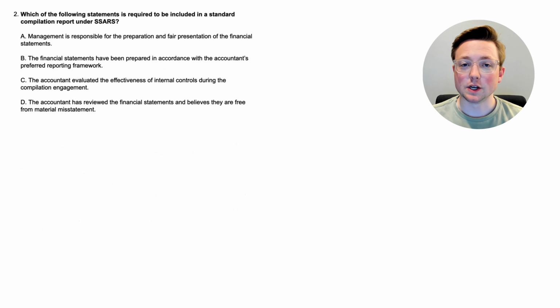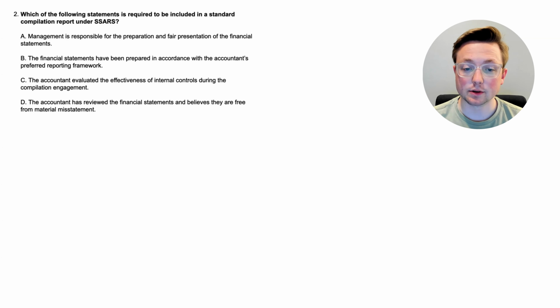All right, here we are at question 2. Which of the following statements is required to be included in a standard compilation report under SARS? So now we're learning about what is in the report. Let's go through the options. Option A, management is responsible for the preparation and fair presentation of the financial statements. Option B, the financial statements have been prepared in accordance with the accountant's preferred reporting framework. Option C, the accountant evaluated the effectiveness of internal controls during the compilation engagement.